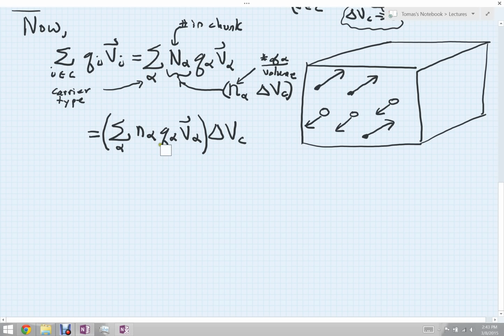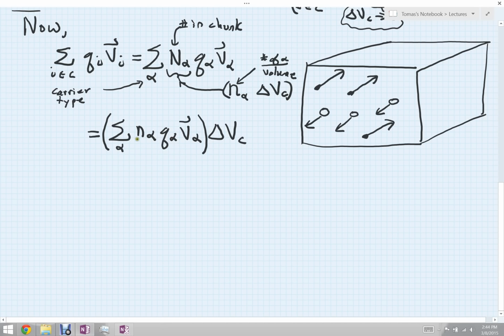Okay, so now let's look at what's going on inside of my sum. I have my different species. Now this is interesting. Density times charge times velocity. That starts to feel a little bit like charge density times velocity, which I know is related to current density. So let's see if we can flesh out that relationship here a little bit.